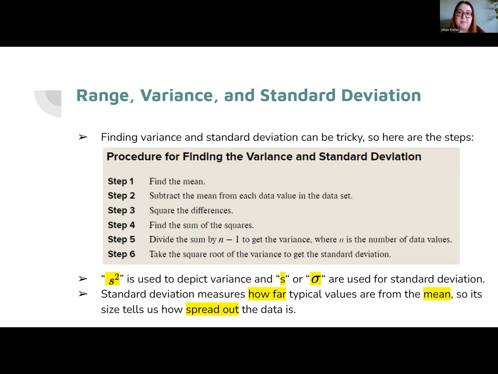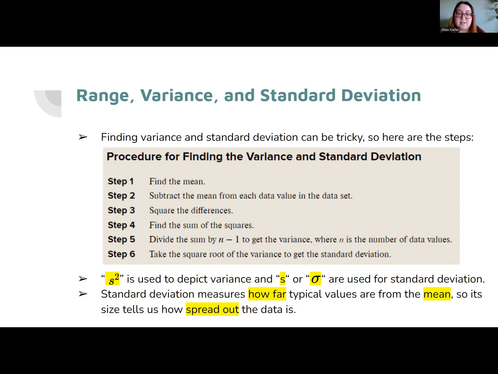Standard deviation is what happens in step 6. Step 6 is the square root of the variance. That is standard deviation. Standard deviation is used a lot more often when actually finding certain things. Variance is more just the step to get to standard deviation. So a lot of the time we'll be asked to find variance and standard deviation, but standard deviation is a more useful measure in this case.